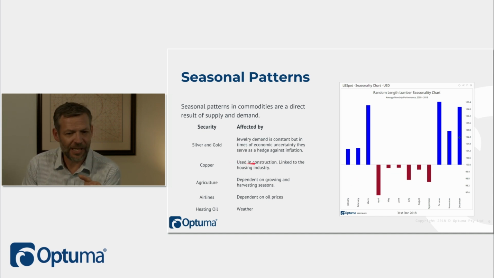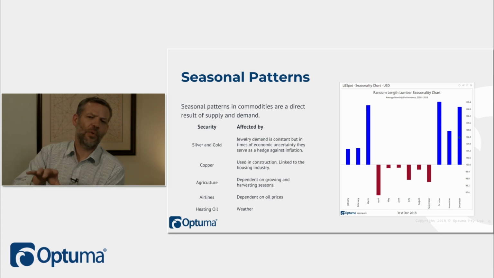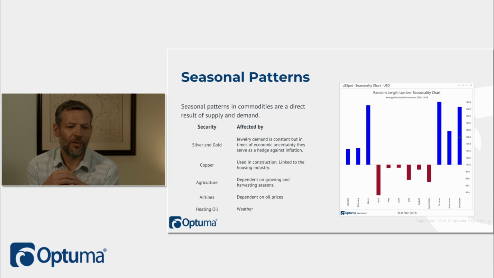Copper's used heavily in construction and linked to the housing industry. You'll often hear copper talked about as Dr. Copper because it's like it has a PhD in economics, and it's a really good guide to how the economy is going. In CMT3 we talk a lot about coincident indicators, economic indicators, and forecasting, leading and lagging indicators, and copper is one of the ones that we use in there. Agriculture, obviously, is dependent on the growing and harvesting season.